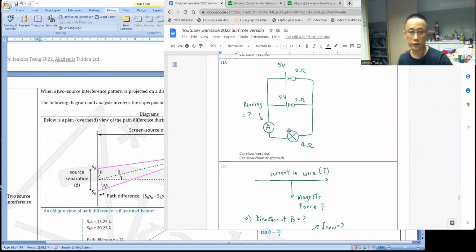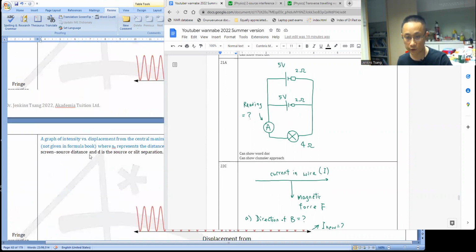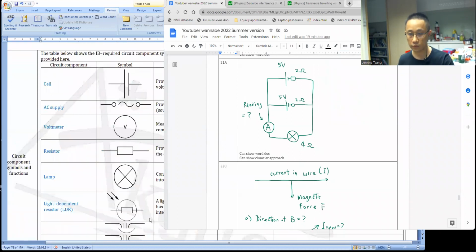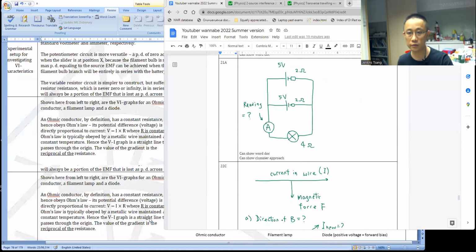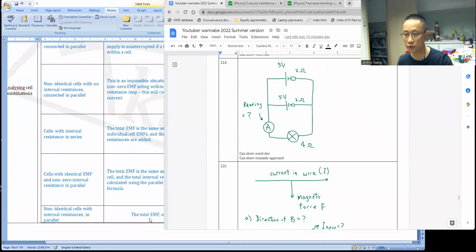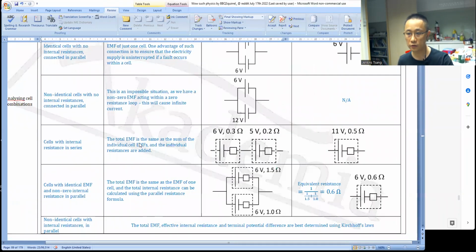Question 21 now is an interesting Kirchhoff's law situation. I'll show you the simple treatment when you have identical batteries in series. With identical batteries in series and the batteries having internal resistances, the treatment is like this. So the total EMF is the same as the EMF of one of the batteries only. And then the total internal resistance can be calculated using the parallel resistance formula.